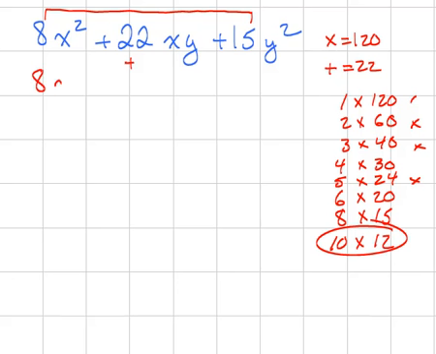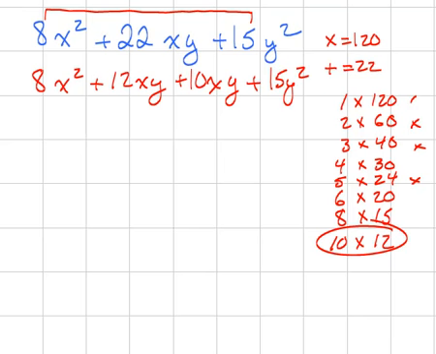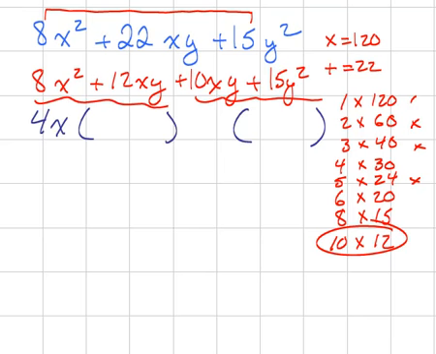So I rewrite 8x squared plus 10xy plus 12xy. Doesn't matter the order. In fact, let me just change that order right now just to show you that it doesn't matter. So I could write plus 12xy plus 10xy plus 15y squared. If I factor by grouping, the 4x is common to both. Notice, number out in front. That leaves me with 2x plus 3y. This has to be the same.